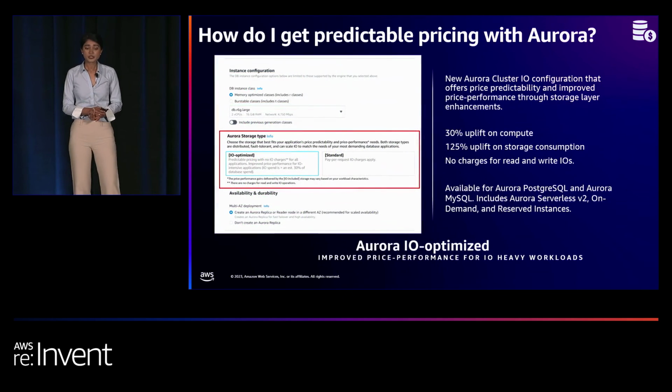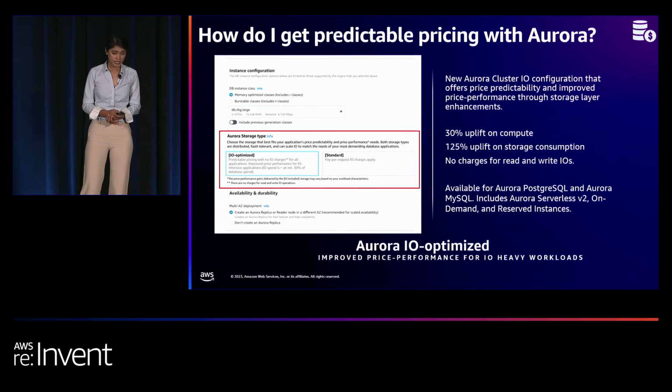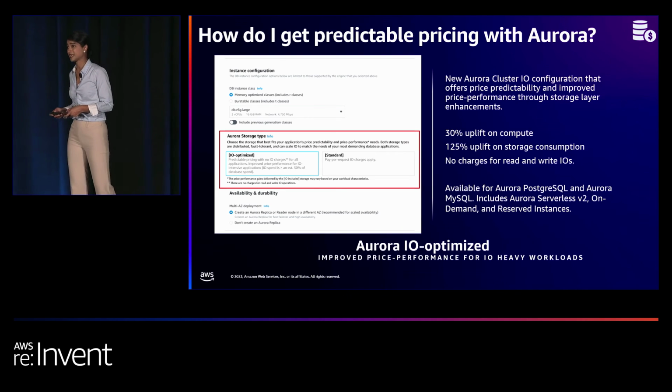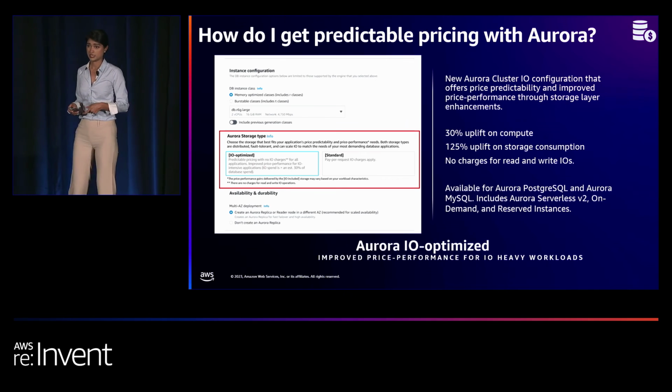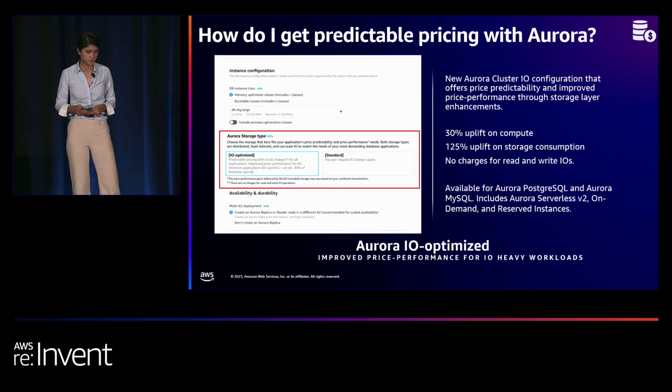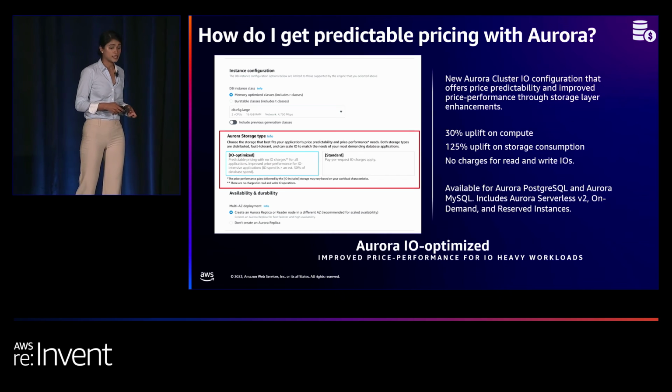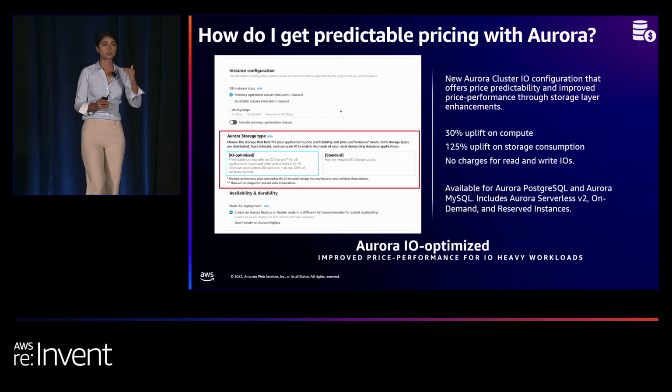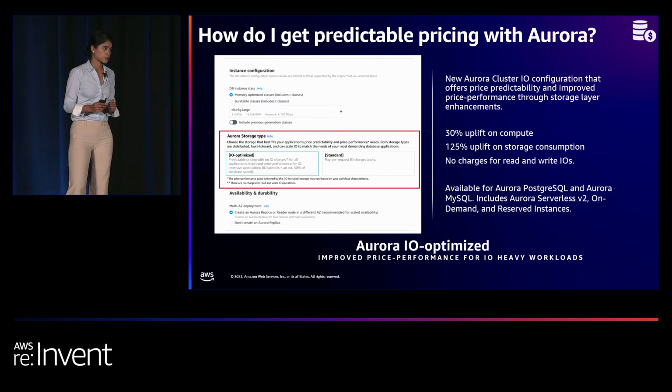Now we also introduced another cluster configuration that we call Aurora IO Optimized. Now what this gives you is better price predictability for those IO-heavy workloads. And you also get better price performance through the storage layer enhancements that we did. For this feature, what happens is that you get billed for your compute and your storage and no charges for read and write IOs. There's an uplift on the compute and the storage, and as a result of all of that, you're not getting charged for read and write IOs.